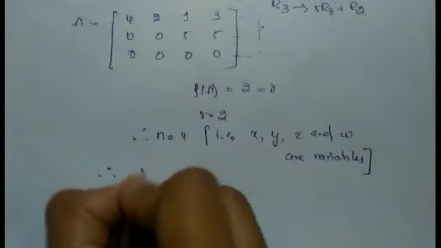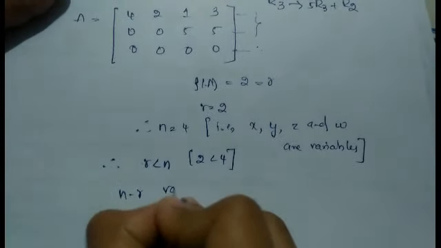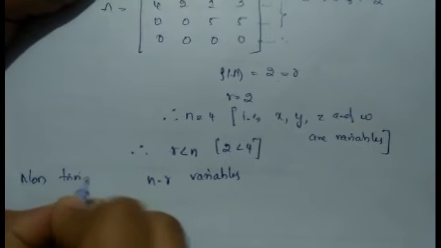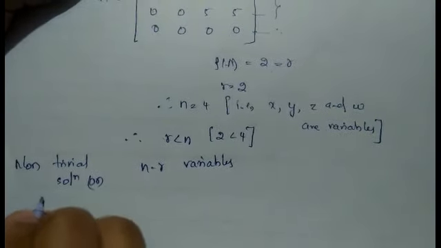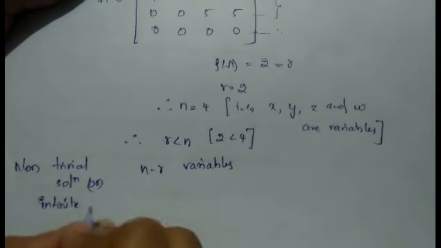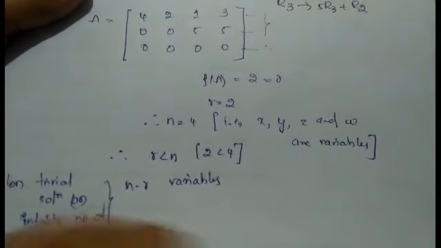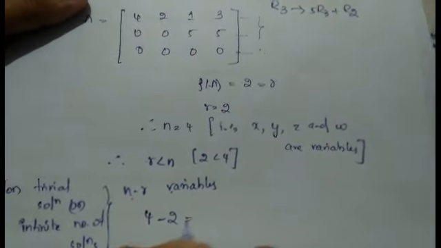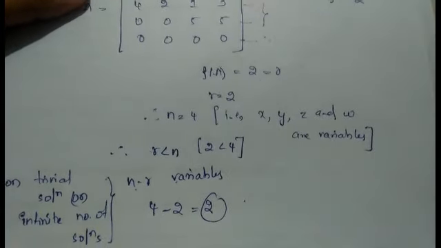Now here r is less than n, it means 2 is less than 4. So in this case we will assign n minus r variables. It is a non-trivial solution, or it has an infinite number of solutions. So in this case we will assign n minus r variables, where n is 4 and r is 2. 4 minus 2 is equal to 2. So we will assign two variables as arbitrary constants.